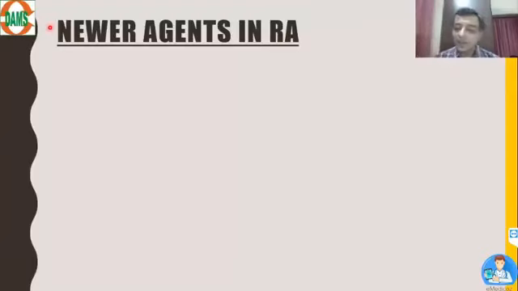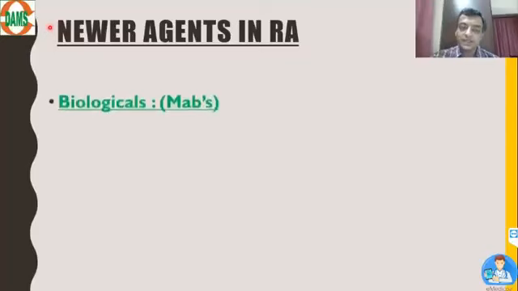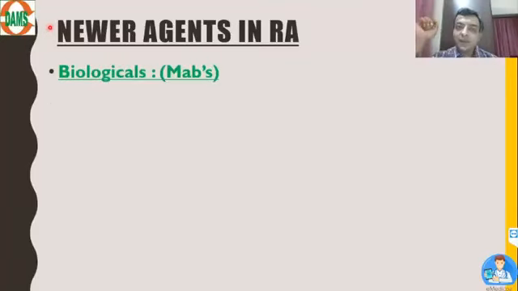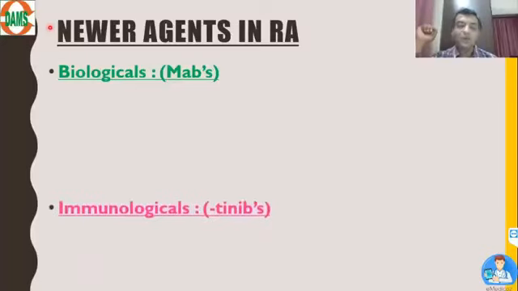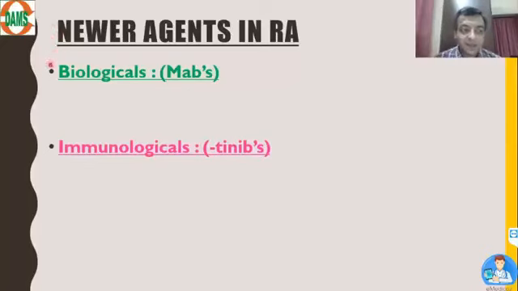Okay. So what are the newer agents we want to discuss here? The newer agents are divided into 2 groups. Write in the colors. Green color is biological. They are the MABs, that is the monoclonal antibody. Monoclonal antibody we want to write.